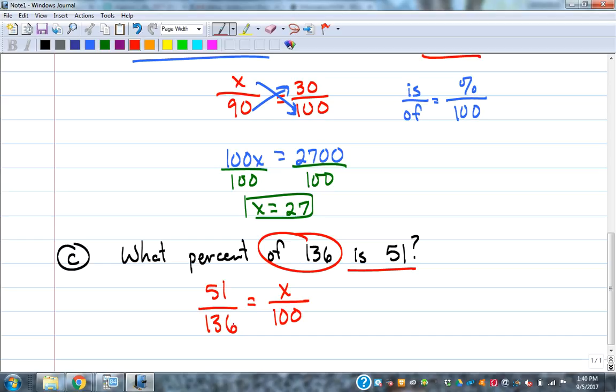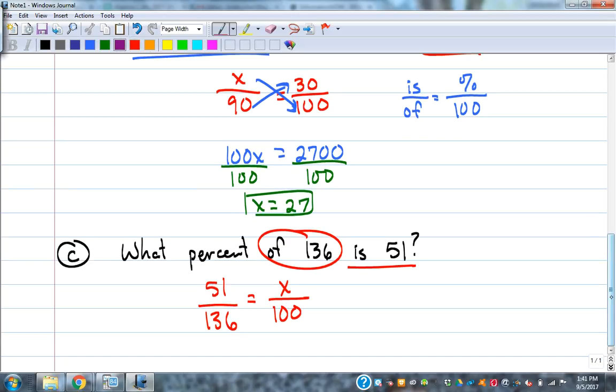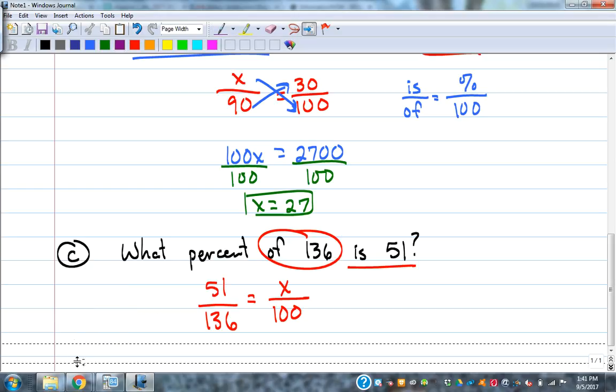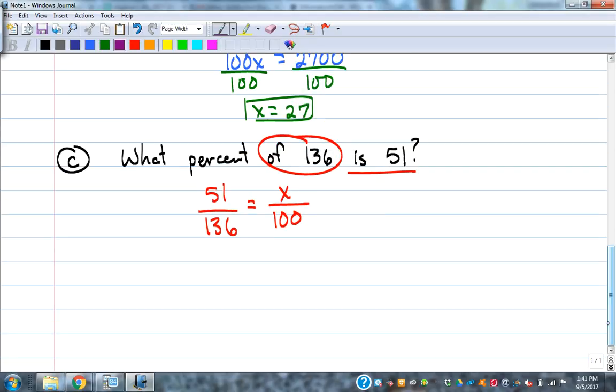If you look at it in that way, the problems are going to be asked like this. You've got to think is over of equals percent over 100. Every time that proportion setup is going to be the same. Okay. And then cross multiply and divide. Yeah, we'll see some more examples of that in just a second.